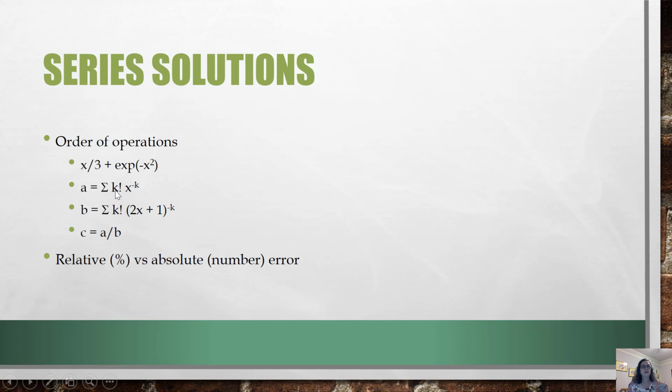But so I would do 0 factorial times x to the minus 0 plus 1 factorial times x to the minus 1 plus 2 factorial times x to the minus 2, etc. And similarly for b, this is a similar sort of expression, but I'm going to take 2x plus 1 and then raise that to the minus k power. Now where this gets tricky is when you get to something like c equals a over b, and a is this series and b is this series.